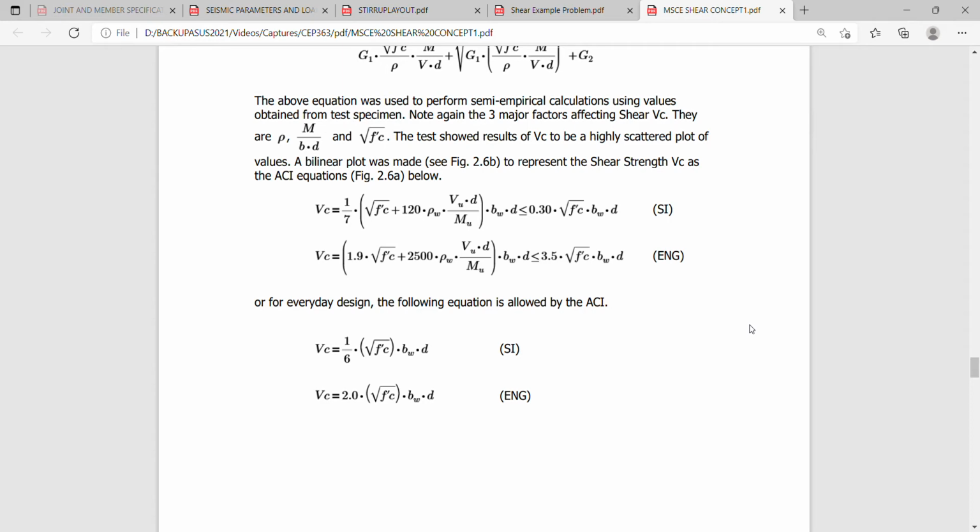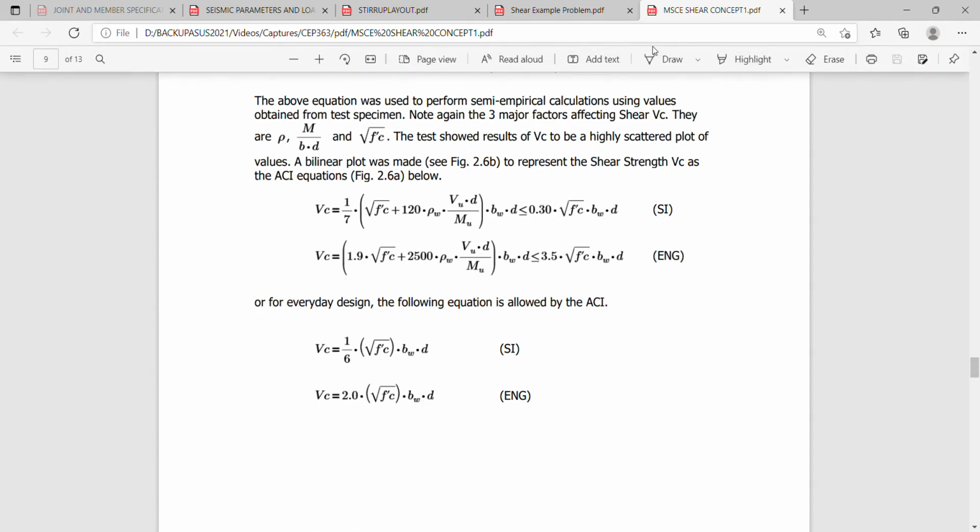Okay, so basically we have two types of equation, as I have told you in my previous video. So this is what you call the detailed equation, which is a rather not so long an equation, and this is for the SI unit and for the English units. So if you want to use SI, you just pick this one, and if you want to use the English imperial units, you pick this one.